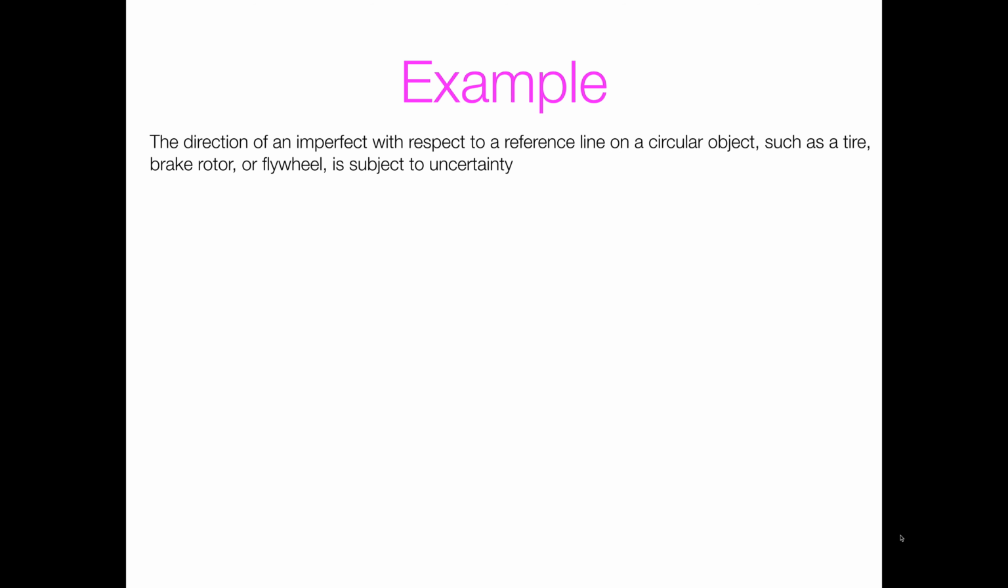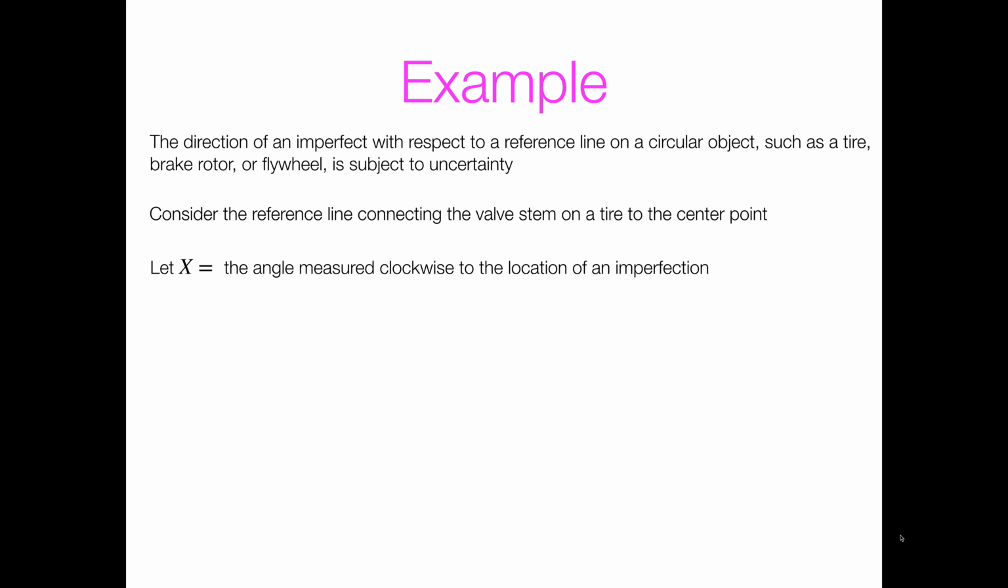We can do an example. The direction of an imperfection, with respect to a reference line on a circular object, like a tire, a brake rotor, or a flywheel, is subject to uncertainty. Consider the reference line connecting the valve stem on a tire to the center point. Let x be the angle measured clockwise to the location of the imperfection. You'll notice in this chapter, I'll have a lot of engineering examples. The last time I taught this, I was teaching engineering stats, and I think these examples are kind of fun.